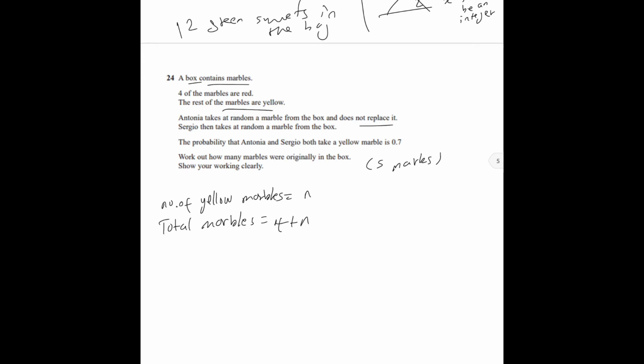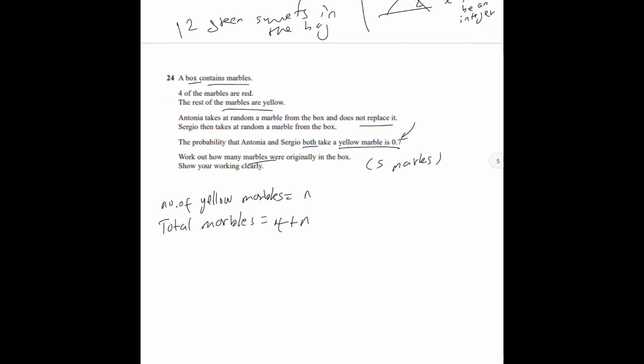Okay, and Sergio takes at random a marble from the box. The probability that Antonia and Sergio both take a yellow marble, remember both take a yellow marble, is 0.7. Sorry guys. So this is a clue already saying that when they both take a yellow marble, the probability is 0.7. Work out how many marbles there were originally in the box.